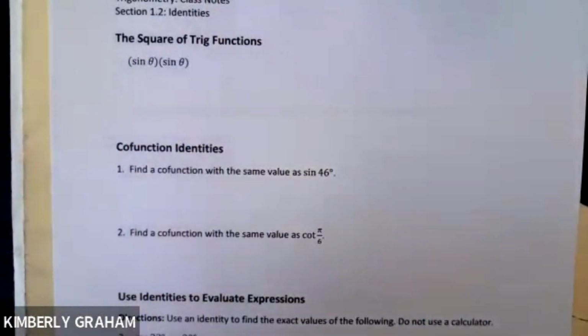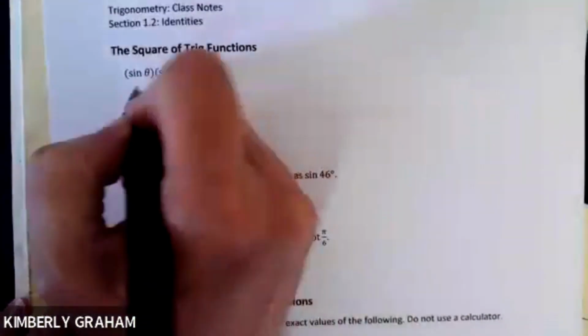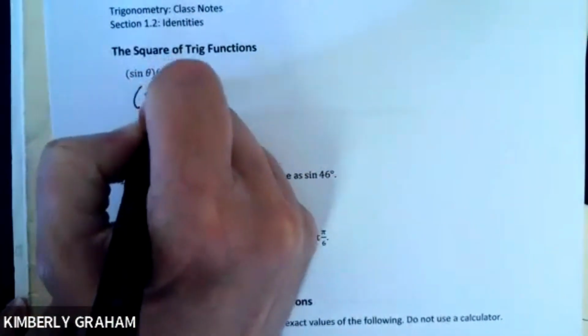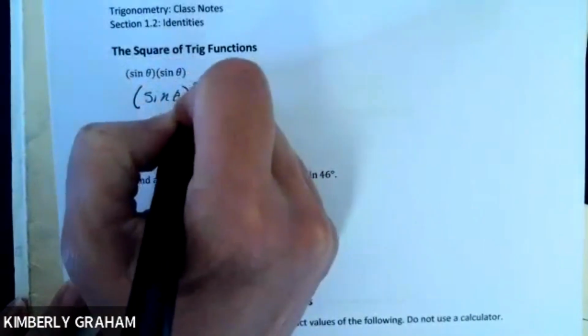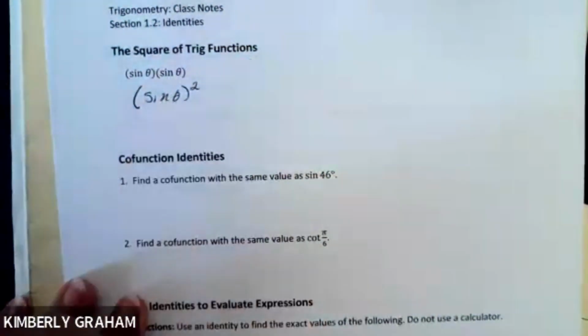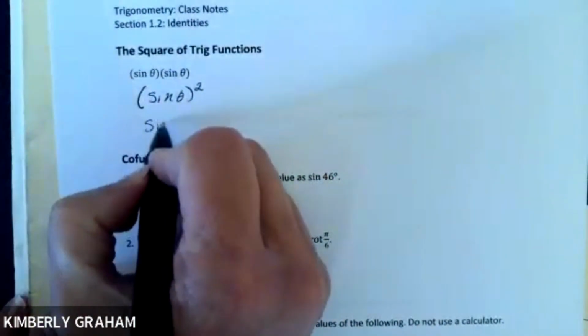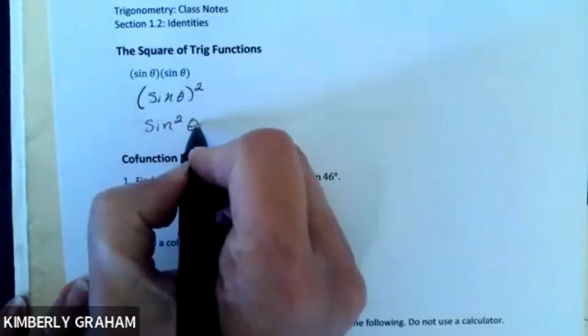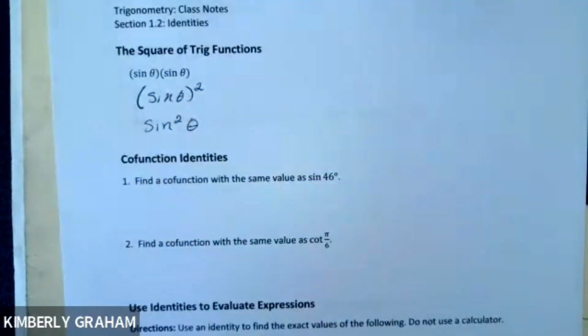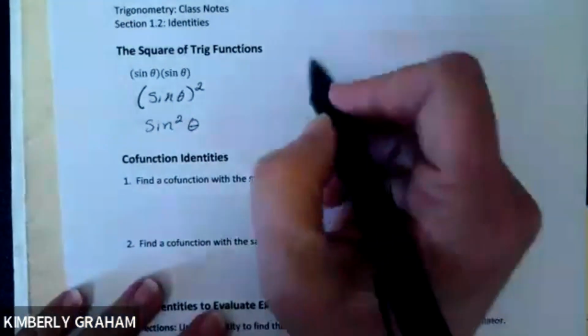Okay, the first thing I want to do in this video is to look at how to notate sine theta times sine theta, which is going to be sine theta squared. We can write it like this, but I rarely see sine squared written like that. It's usually written this way. So be sure that you know exactly where that squared needs to be.